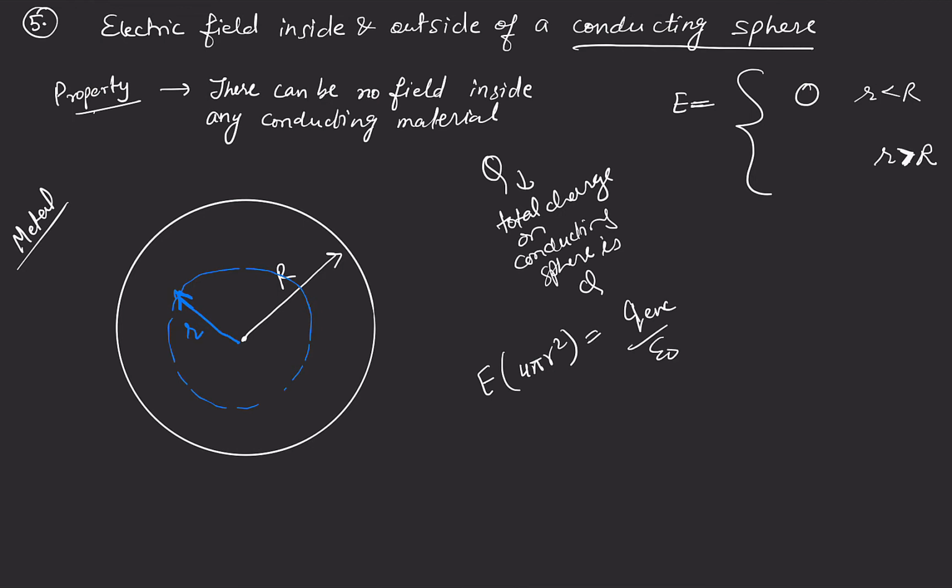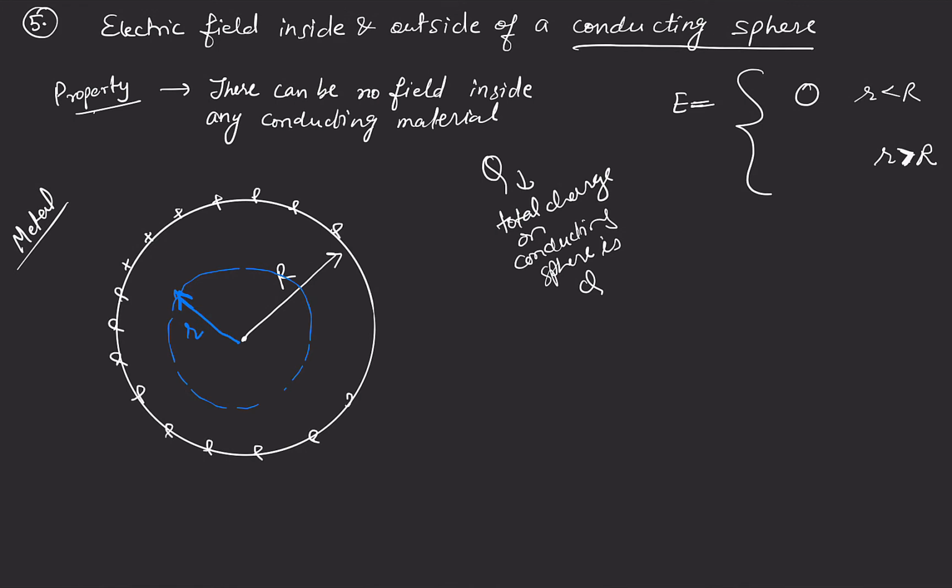If we apply Gauss law to this imaginary blue sphere, we know that E is 0 by the property. Therefore, Q should also be 0, which means that for any point inside this sphere, the charge is 0. So charge cannot lie inside this sphere. So all the Q charge would be at the boundary of this sphere. It can't be inside, it would be at the boundary.